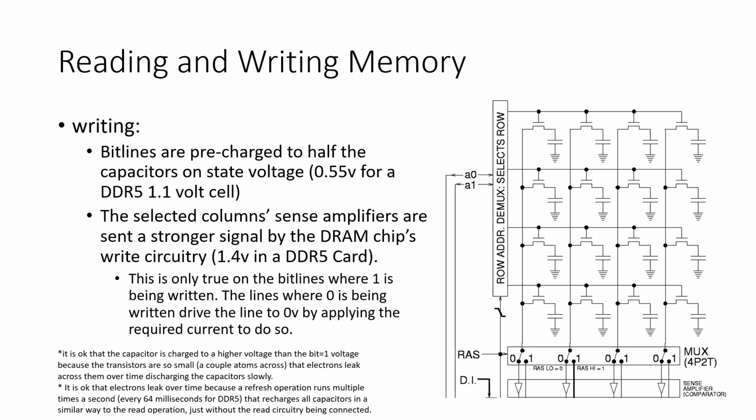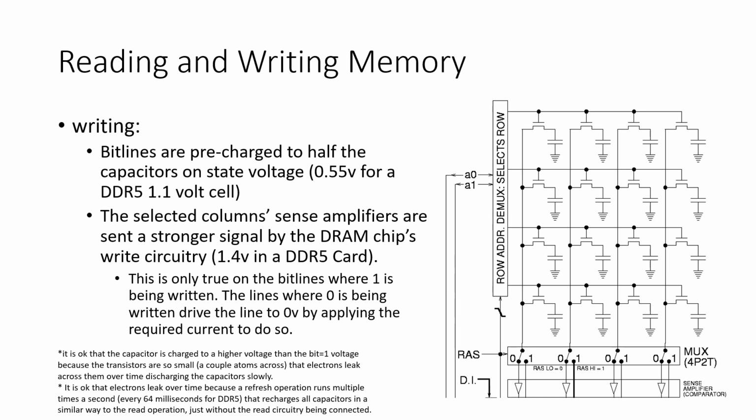You might be thinking that it's weird that you're writing 1.4 volts when 1.1 means 1, and that's okay because in a RAM stick, the transistors and capacitors are so small that electrons are actually able to leak across the boundaries, because they're only a couple atoms across at the boundaries. So they will slowly discharge back to 1.1.